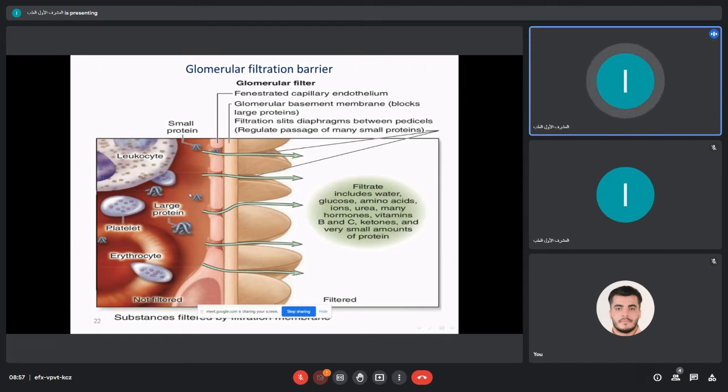while smaller proteins and organic molecules, glucose, amino acids, all pass first through the fenestration here of the endothelium, then through the glomerular basement membrane, which blocks the larger proteins, and finally the slit diaphragm that lies between the pedicels, the secondary processes of the visceral glomerular epithelial cells, the podocytes. And also this is important to control the passage of small proteins. So the large proteins are mainly prevented here at the glomerular basement membrane.